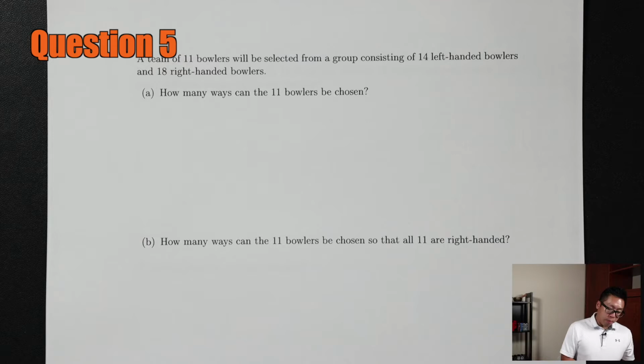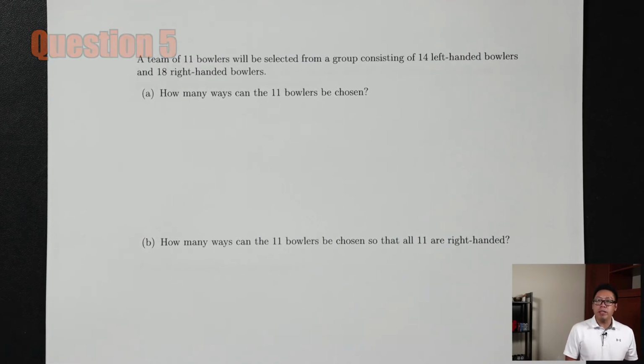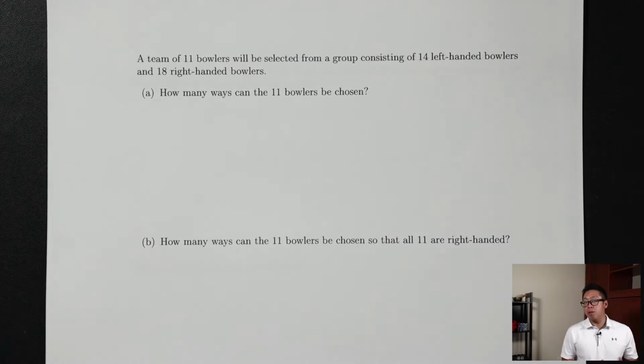A team of 11 bowlers will be selected from a group consisting of 14 left-handed bowlers and 18 right-handed bowlers. How many ways can the 11 bowlers be chosen? Question, does it matter the order that we choose these bowlers? Does it matter who we chose first, second, third, 11th? We're just picking a team here, so just a group of 11 bowlers. So it doesn't matter who we pick first, second, third, or 11th. What matters is who we pick. So this is going to be a combination.